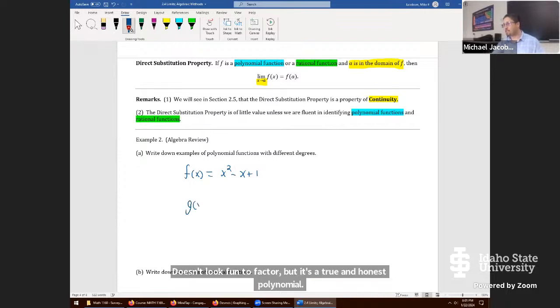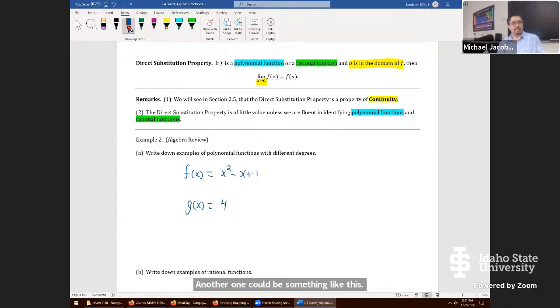Another one could be something like this, g of x equals 4. That's weird, right? It's just an ordinary integer, but you can think of it as a polynomial because you could always write it as 4 times x to the power 0, for example. That's just really weird for people to do that.